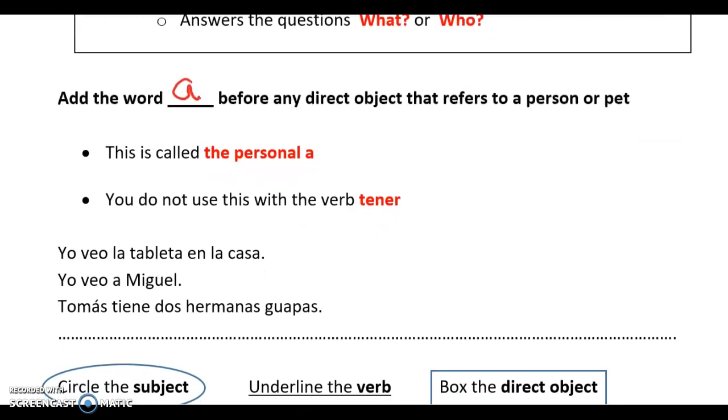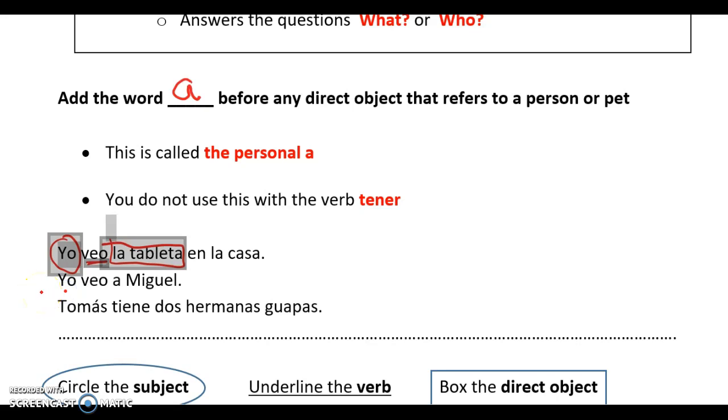All right, so let's look at it one more time. Yo is my subject. Make my pen come out again. Okay. Yo is my subject. Veo is my verb. And la tableta is my direct object. And why it's doing that funky little thing there, I will never know. Hopefully we get rid of that next time.